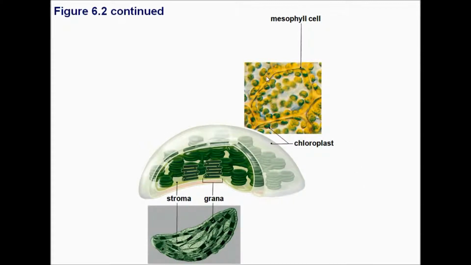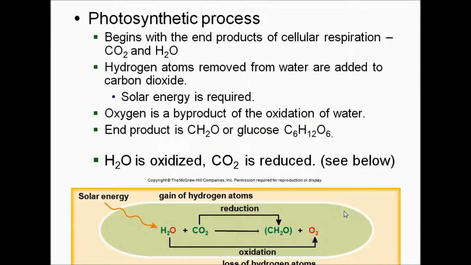Just another picture. This is what it actually looks like, a cell of a plant under the microscope. And you'll see all these little green guys floating around. They actually kind of move. This cytoplasm in particular flows. It's kind of cool under the microscope. And just another, you see the stroma, the gooey stuff is this space around here, and grana, these stacks of the thylakoid membranes.